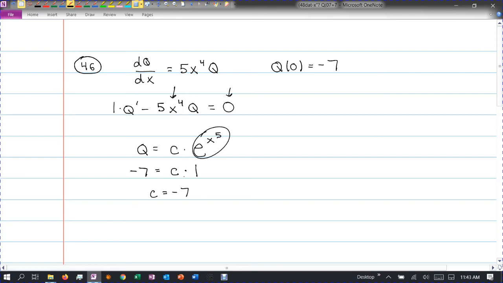All right. Okay, now 47. I'm getting excited. I'm getting close to being done with this section. 47, we have dT/dt equals k, which is some constant, times capital T minus 50. And they tell you that T of 0 is 200.